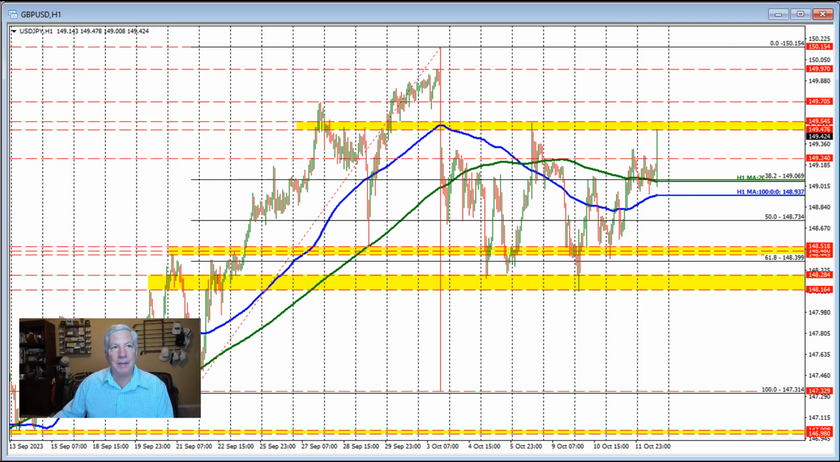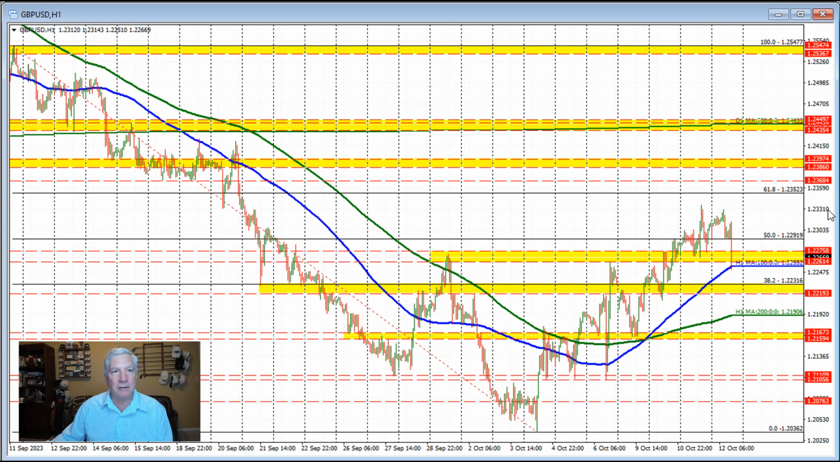for further upside momentum. Let's take a look at the sterling versus US dollar, and it too fell after the CPI data after trying to hold the 50% retracement level of the move down from this high right through here to the low price that we saw down here. That 50% retracement comes in at the 122.919 level, and that level is now going to be a resistance level.